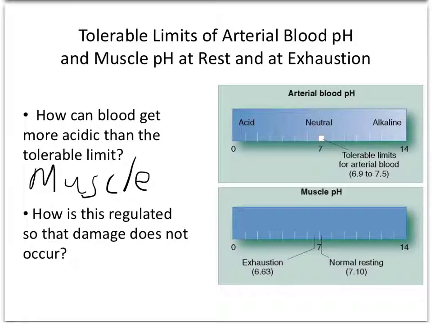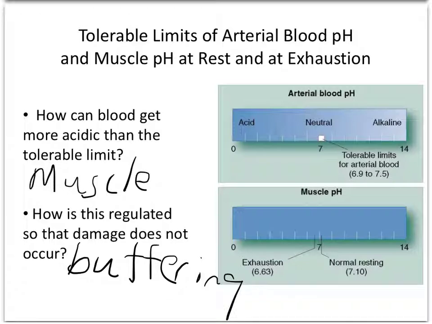But overall, we might see a small drop in total body or arterial blood pH, but it's not going to be enough to get it down this low. Your body pH will never get down this low. And so the question is, how is this regulated? Well, this is regulated by your buffering systems. Okay, and that's what we're going to talk a little bit about.